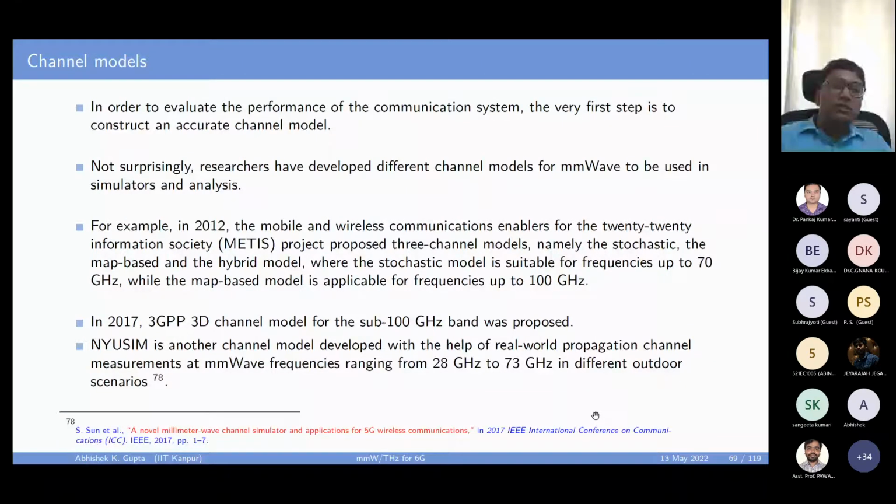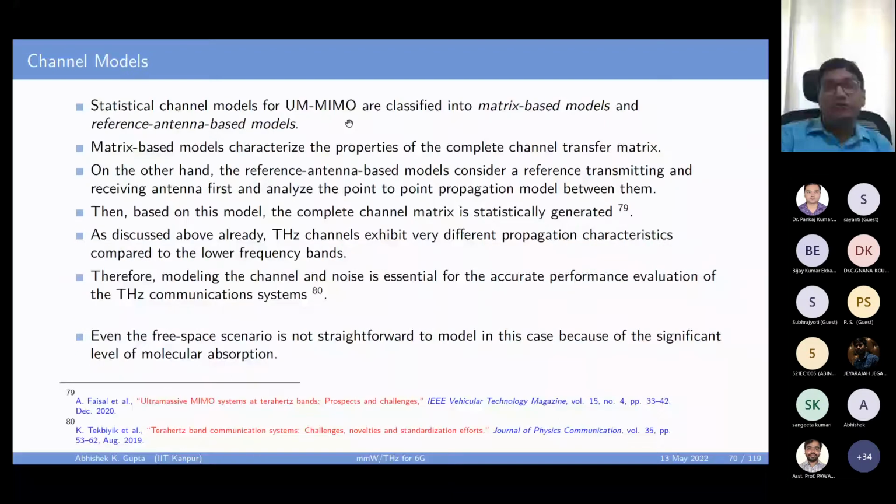METIS proposed three channel models, namely stochastic, map-based, and hybrid models, where the stochastic model is suitable for frequencies up to 670 GHz, while the map-based model is applicable up to 100 GHz. Similarly, the 3GPP channel and NYUSIM by NYU were also released for millimeter wave bands. For MIMO models for terahertz, you can have matrix-based models or reference antenna-based models. I have listed the references where you can look at these models more carefully.